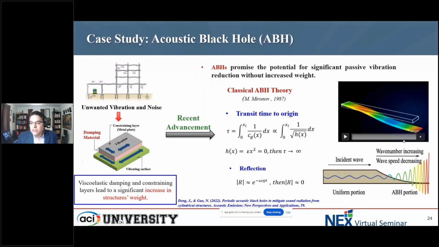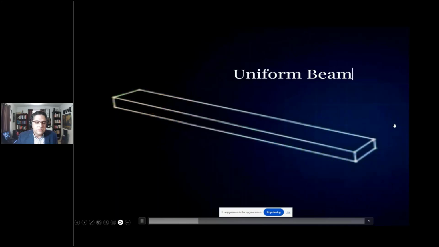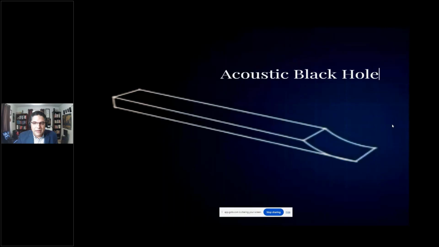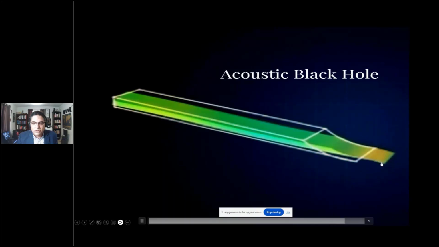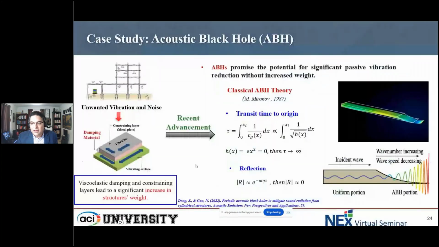And the idea of the acoustic black wave, I'm going to present this. I hope you are seeing that video. So it's showing the uniform beam and the acoustic black hole beam when you actually get this frequency to completely die. The idea is, in the theory, if you actually can change the structural geometry of the beam using that curve that's following this equation, you actually will get the elastic signal to completely dissipate.